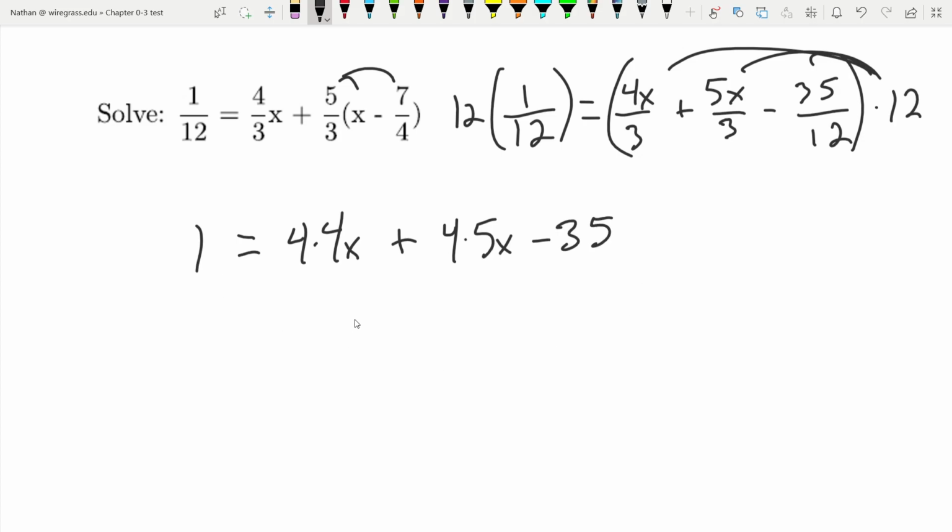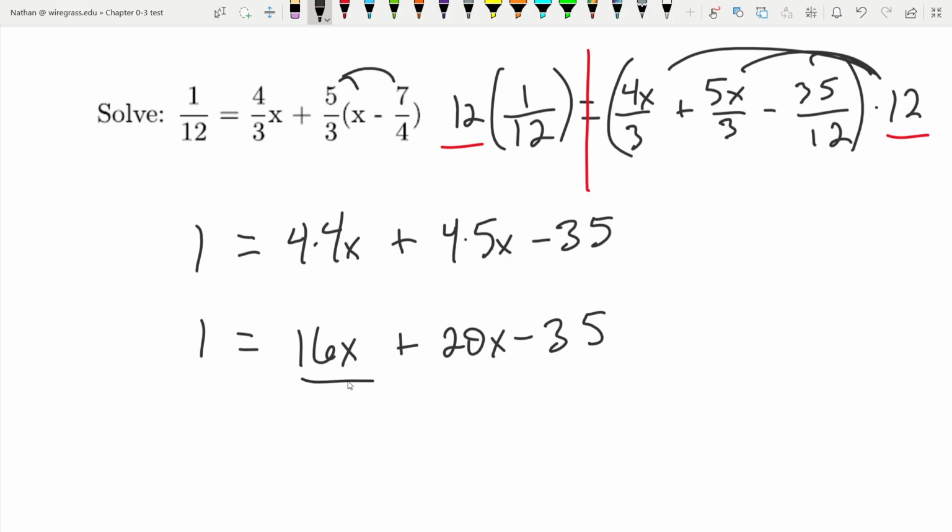And once again, I can do this because I'm multiplying both sides by 12. Whatever you do to one side of the equation, you have to do the other side. As long as you do that, then you're balancing it, and it won't change the equation at all. So we're going to get 4 times 4 is 16. 4 times 5 is 20. Minus 35 here. I can combine like terms. Before I do anything to try and solve it, I'm going to combine the like terms to make it easier. 16 plus 20 is 36.